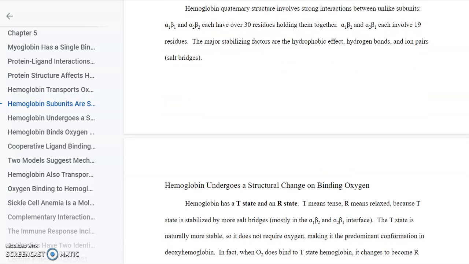Hemoglobin quaternary structure involves strong interactions between unlike subunits, alpha-1 beta-1 and alpha-2 beta-2. Each have over 30 residues holding them together. Alpha-1 beta-2 and alpha-2 beta-1 each involve 19 residues. The major stabilizing factors are the hydrophobic effect, hydrogen bonds, and ion pairs, salt bridges.